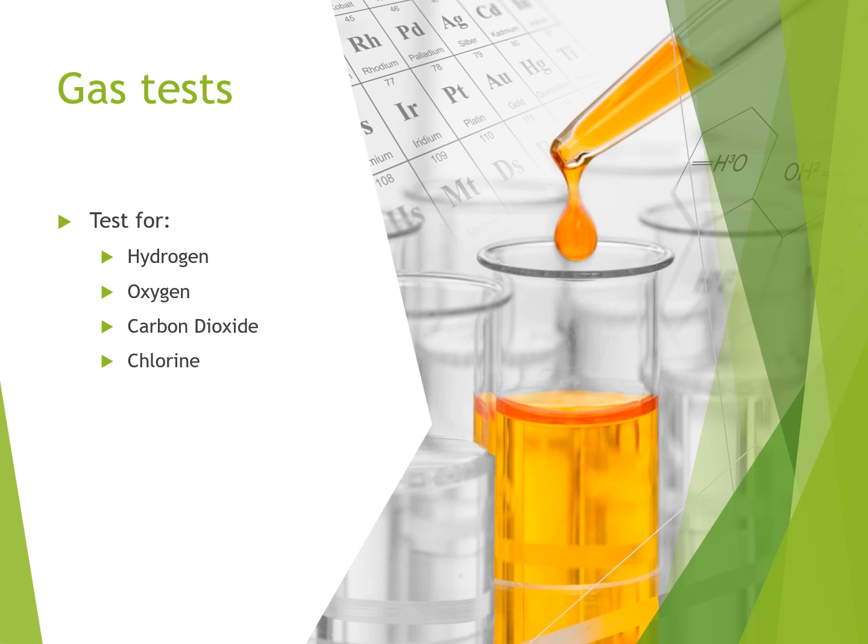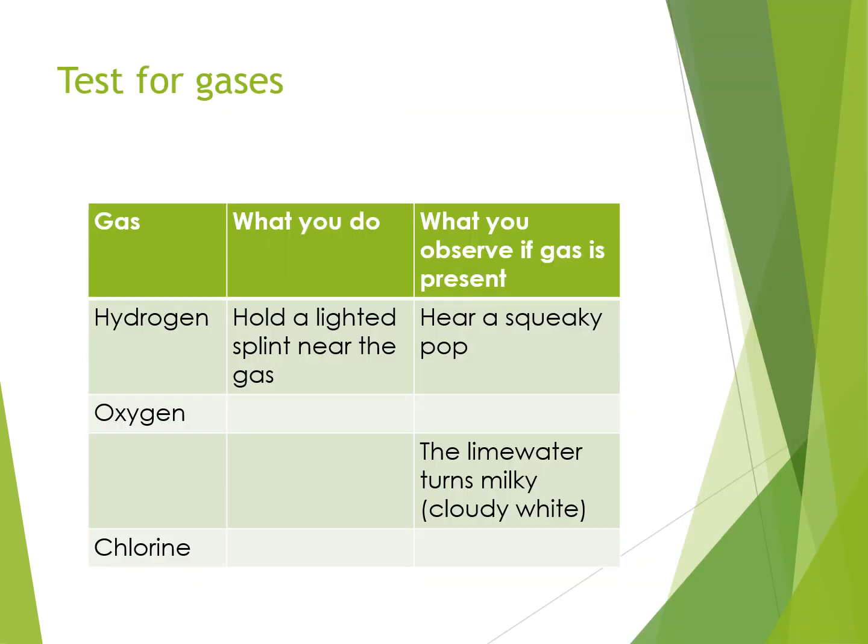Hello, today we'll be looking at tests for gases. This applies to GCSE and A Level. These are four important gases that they expect you to know the test for: hydrogen, oxygen, carbon dioxide and chlorine. Let's look at the results when we are testing for these gases.